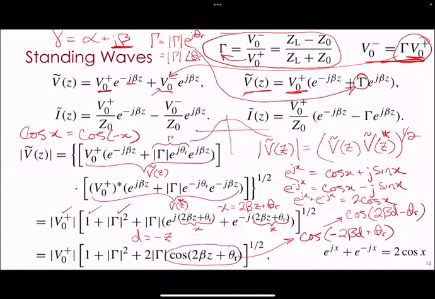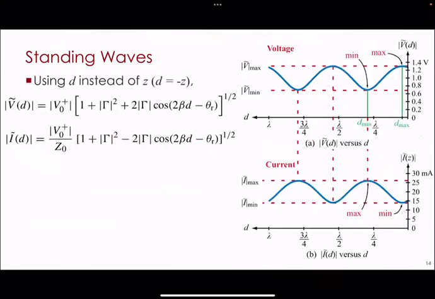I just wanted to lay this out. You're not going to have to go through and do this derivation, right? But I want you to know where things come from. So now we're going to have this exact expression, but written in terms of the d. So you're going to have the 2 beta d minus theta r. Okay, we finally got there.